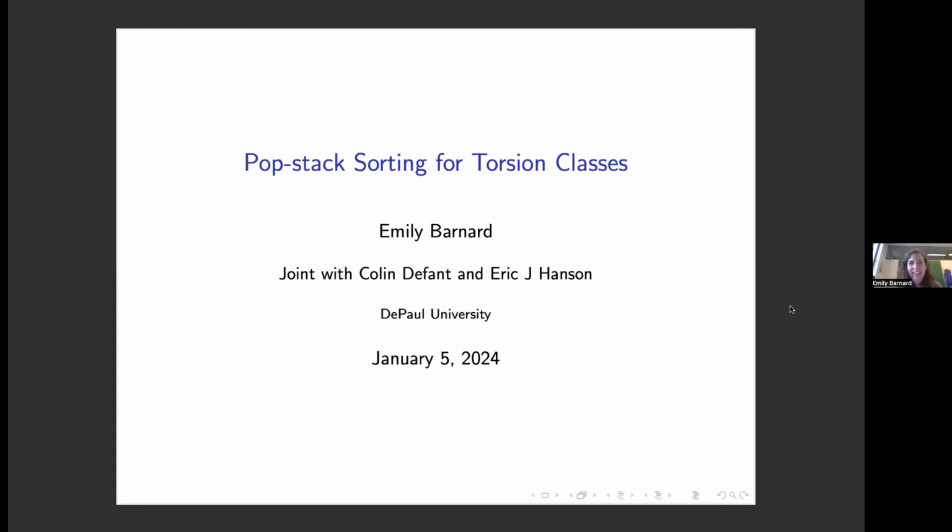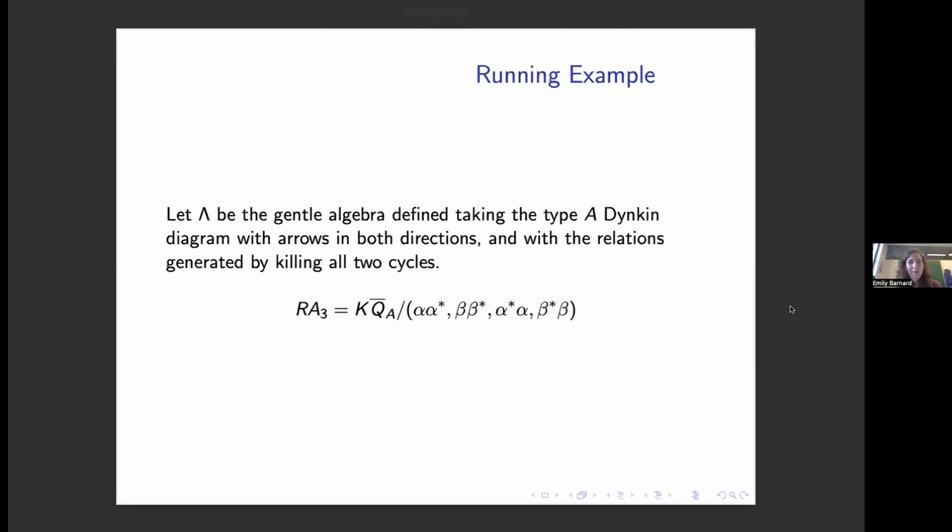So I want to play a game. Oh, and I want to say this is joint with Colin DeFont and Eric Hansen. And I want to play a game with you. Everything in the talk will be centered around a small running example. We're going to take a type A Dynkin diagram like A3 and then put arrows between the nodes in both directions and kill all of the 3 cycles. This notation probably isn't very helpful, but I'm going to show you a better picture in the next slide.